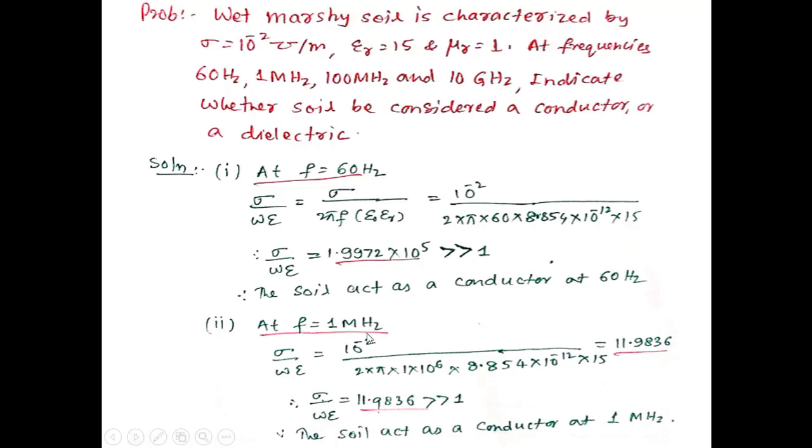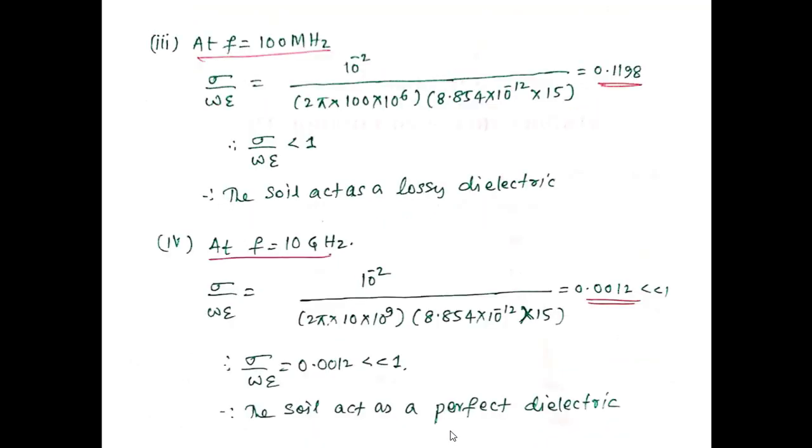At f equal to 1 MHz, sigma by omega epsilon is given by 10 raised to minus 2 whole divided by 2 pi into 1 into 10 raised to 6 into 8.854 into 10 raised to minus 12 into 15. This is equal to 11.9836. Therefore, sigma divided by omega epsilon, 11.9836, is greater than 1. Again, the soil acts as a conductor at 1 megahertz.